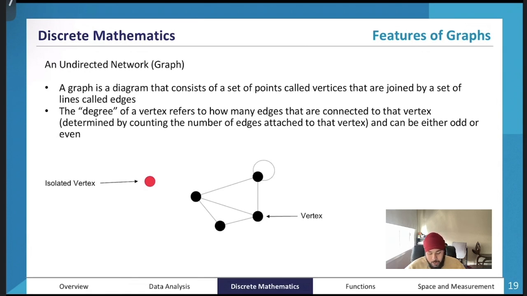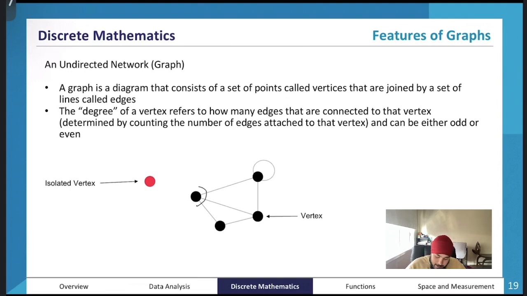Okay, so we have two separate types of graphs. We have undirected and directed graphs. So let's look at undirected networks first, and what some of the features are. An undirected network is a graph that consists of a set of points called vertices that are joined by a set of lines called edges.